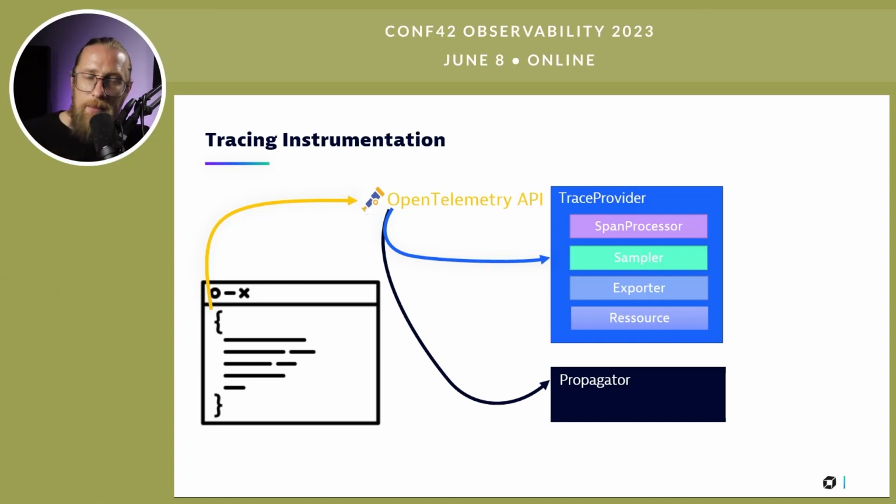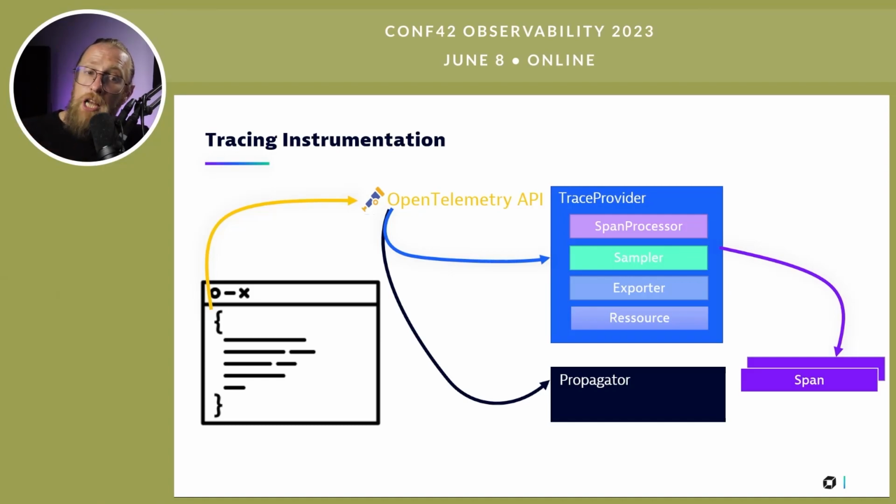So there are the span processor, the sampler, the exporter, and resources. We will see those in detail, but the span processor will help you determine how you're going to send the data. Sampling is how much detail we want to send. Exporter is where we're going to send the data. And resource is the identity of a service. And then we have a propagator. We'll talk about it in a few seconds. Once we have defined this, we will be able to create our spans and our child spans.